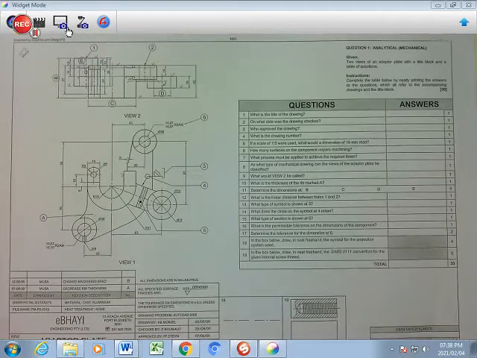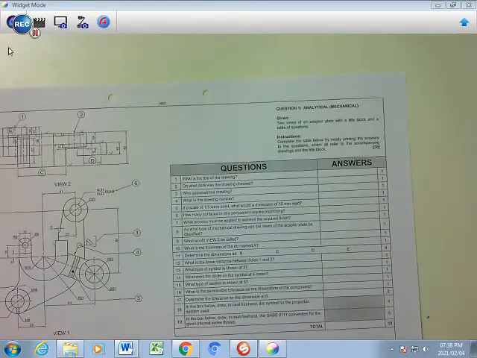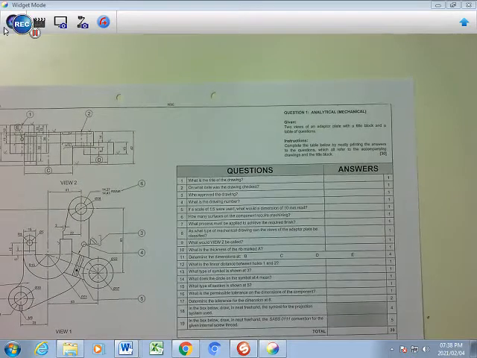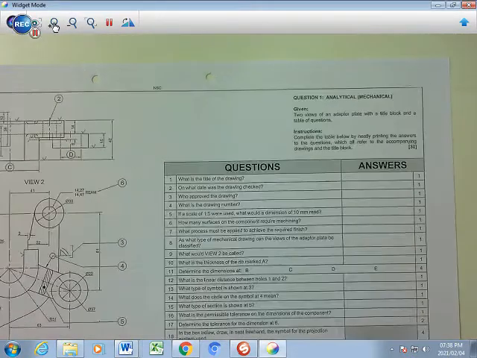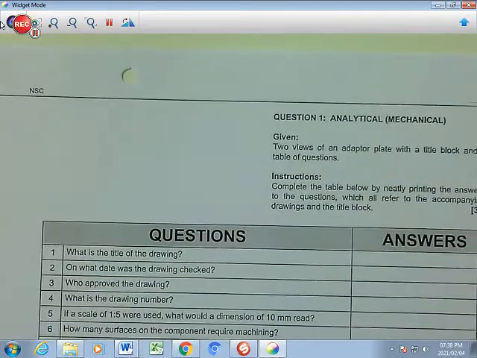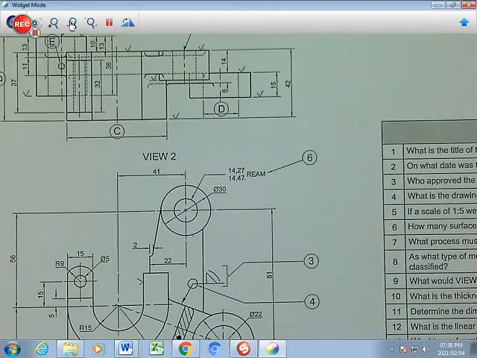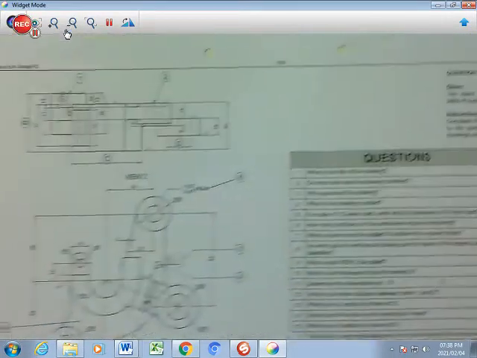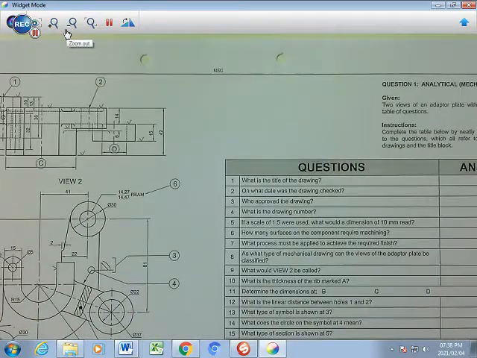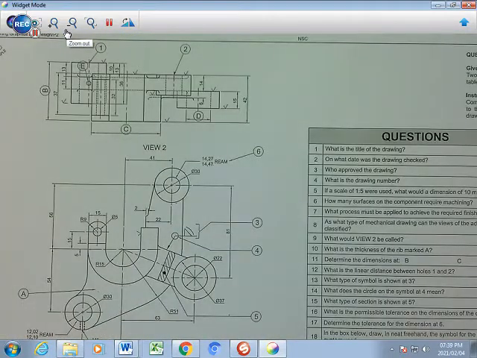This is Mechanical Analytical 3, and we're going to look at the instructions. We are simply going to zoom in on the instructions. It says here that there are two views given. These are the two views that we see there, and then there's a table of questions, and you need to ensure that you answer all those questions pertaining to the two views that we see here of the adapter.